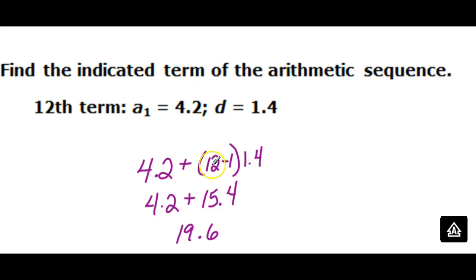When you do the math, 12 minus 1 is 11. 11 times 1.4 is 15.4. Add those together, 19.6. And that's it.